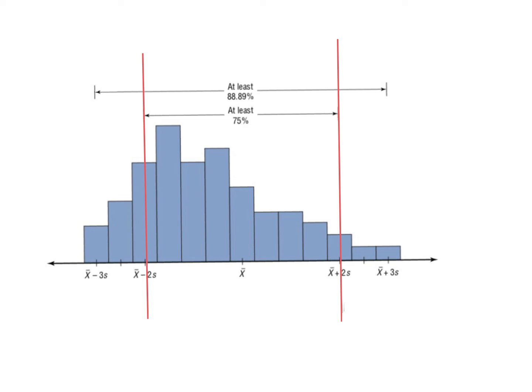Clearly, if I extend out another standard deviation, I'm including more of the data. Now I've pushed further away, and so now I've included more of the data, 88.9%. So as we push further away from the mean, we include more of the data. If we go in closer to the mean, we include less of the data. That's what Chebyshev's theorem says.